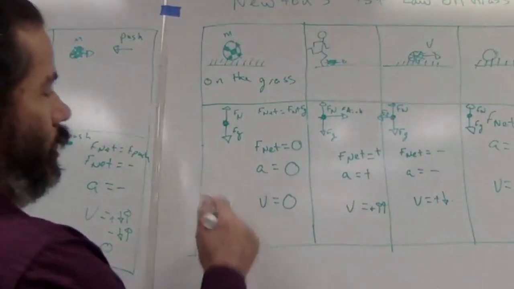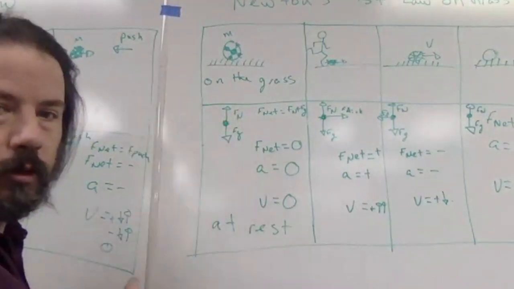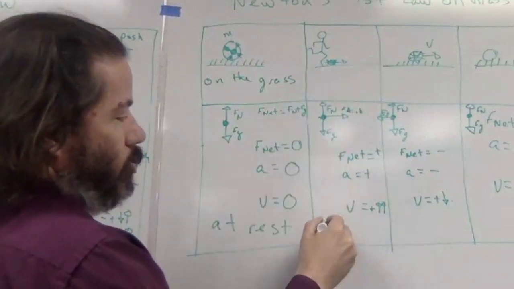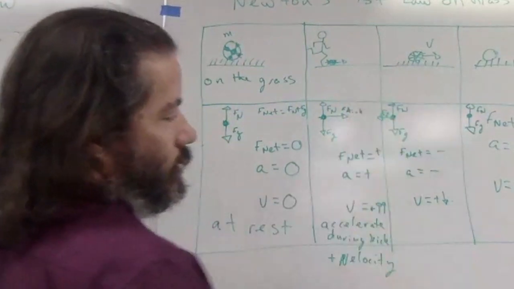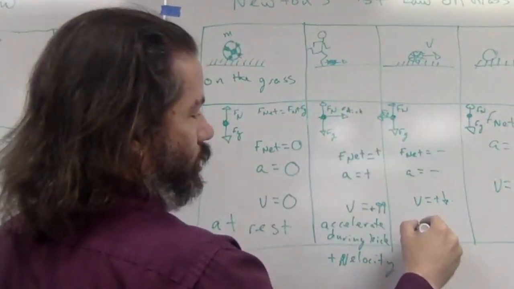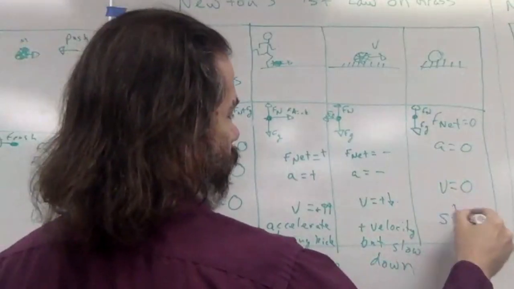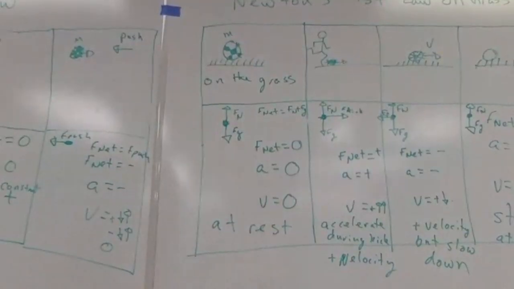So first, the ball is at rest. We got gravity and we got the reaction force of the ground pushing up. Here, you're going to kick the ball. It's going to accelerate during the kick and have a positive velocity. When the kick is done, we have a positive velocity, but it's going to slow down. And then over here, it's going to come to a stop and be at rest. So that concludes this video on Newton's first law with the soccer ball on grass.